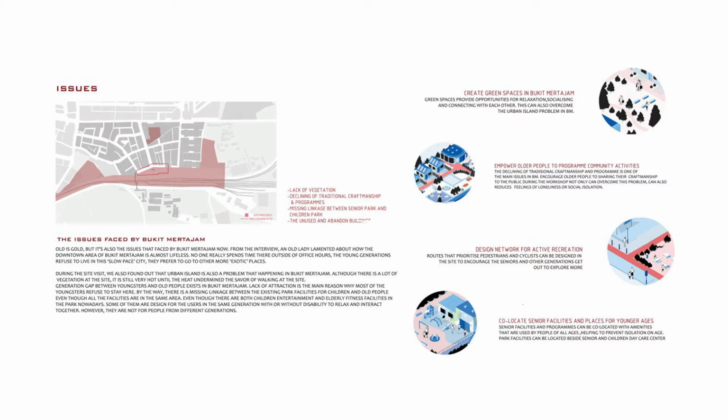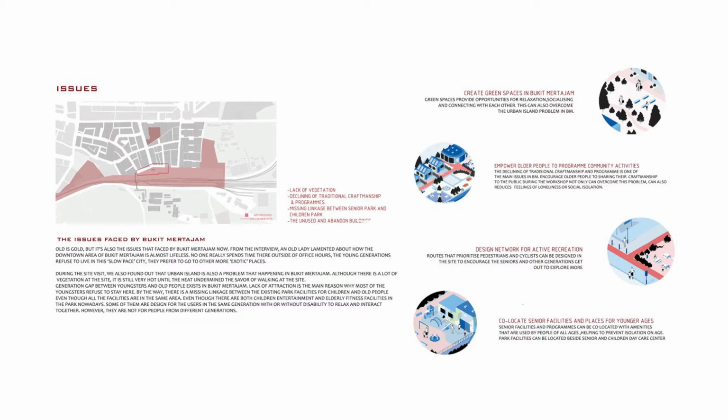During the site analysis, I found that there is a lack of vegetation in our site, and the issues faced by Bukit Mertajam include the decline of traditional craftsmanship and programs, and also a missing linkage between the senior park and the children's park that makes the 2 generations unable to interact very well. I also think that there are too many unused and abandoned buildings in our site.